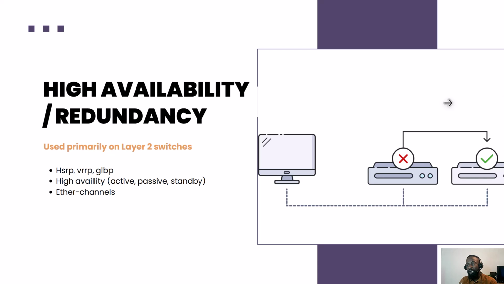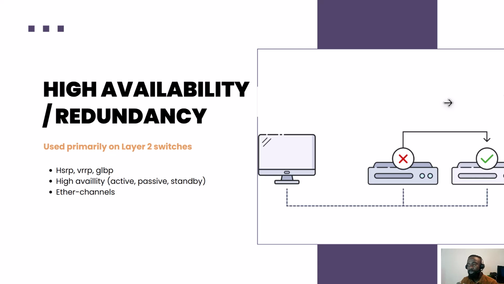So another one is high availability. High availability will help ensure that your devices are available and one device is always up. So understanding the concepts like what device should be active, what device should be passive, what device is on standby mode, and how these devices communicate to be able to select who is going to operate in what mode is really, really important. If you understand these concepts, it will help you know how to configure high availability and redundancy.